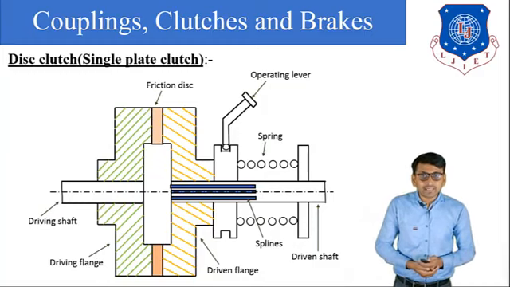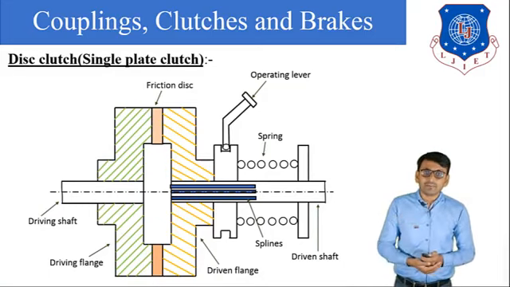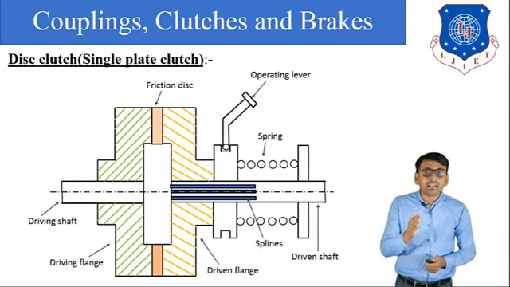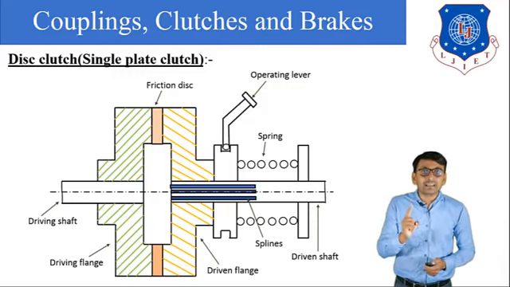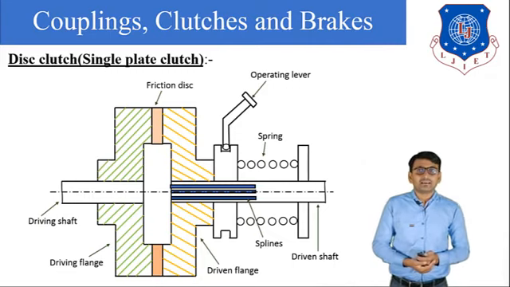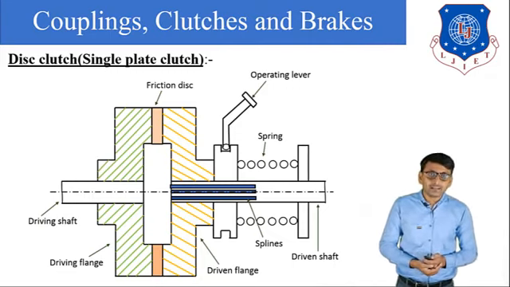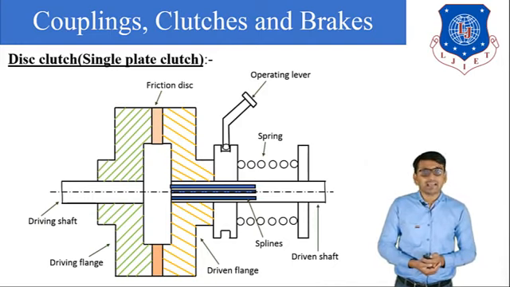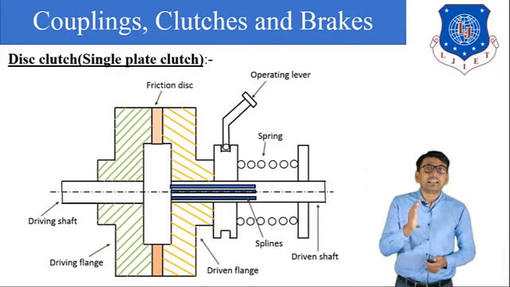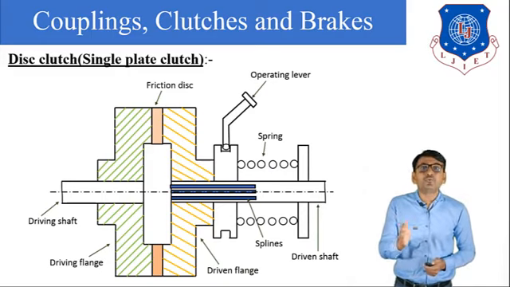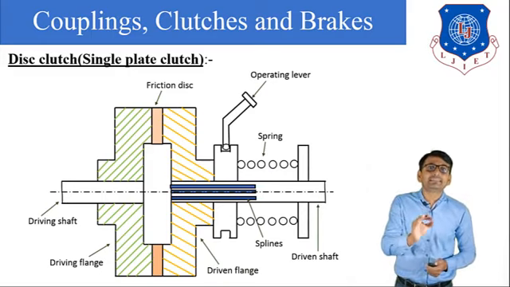Now, the driving shaft is attached with the driving flange, and the driven shaft is attached with the driven flange, and in between the two flanges there is a friction disc, and also in this diagram there is a spring, operating lever, splines, etc. So in disc clutch, the driving flange is attached with the driving shaft, the driven flange is attached with the driven shaft, and in between the two flanges there is a friction disc.